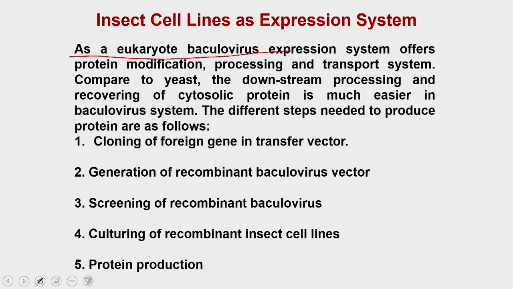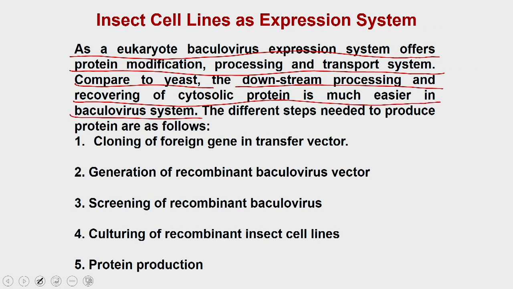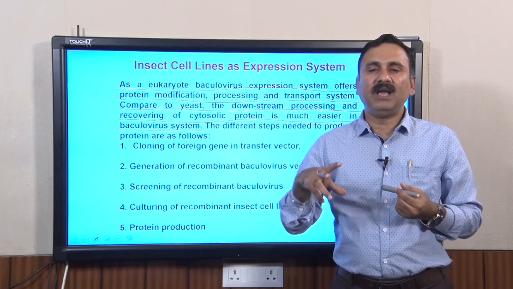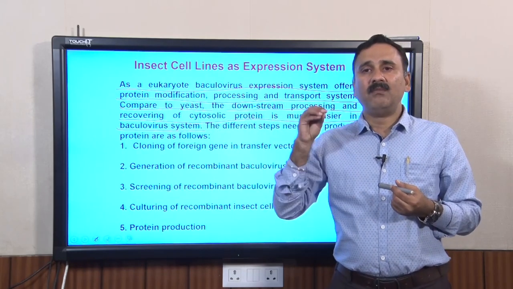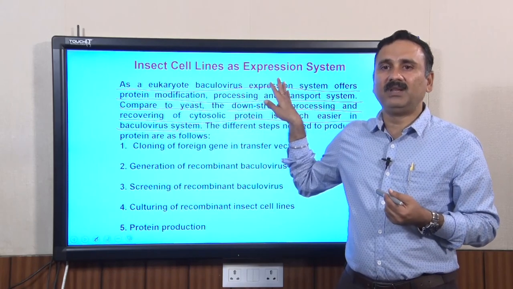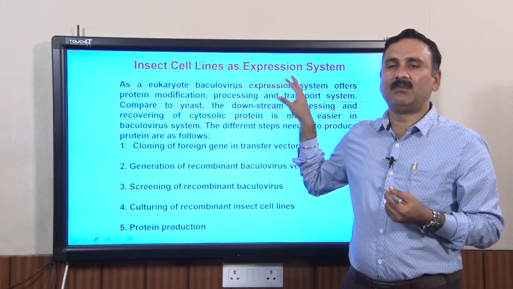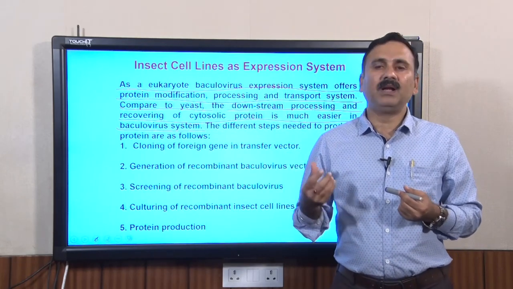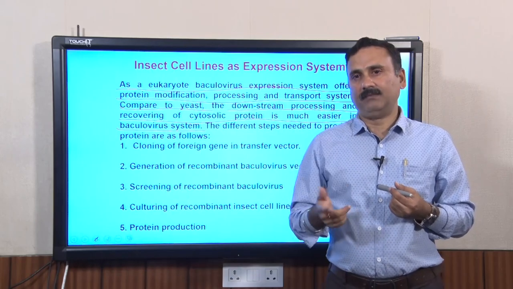As a eukaryotic expression system, it offers protein modifications, processing and transport systems. Compared to yeast, the downstream processing and recovery of cytosolic protein is much easier. We have discussed that yeast has a very strong cell wall, and because of that, the recovery as well as the processing of these cells is much more difficult, which is simplified in the insect cell line expression system, because insect cell lines are easy to break and the recovery is much better.